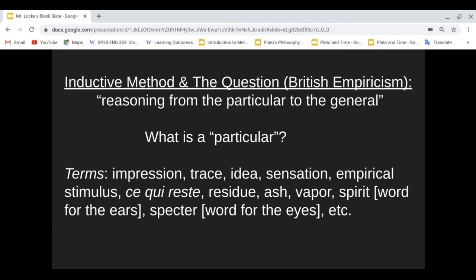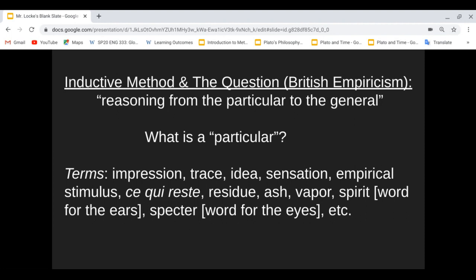I'm calling this the inductive method, and the question of the question, which is partly linked to induction, or British empiricism, which is, as we said, a matter of reasoning from the particular to the general, or one starts with the particular before one moves to any sort of thetic claim, or any kind of more general observation.